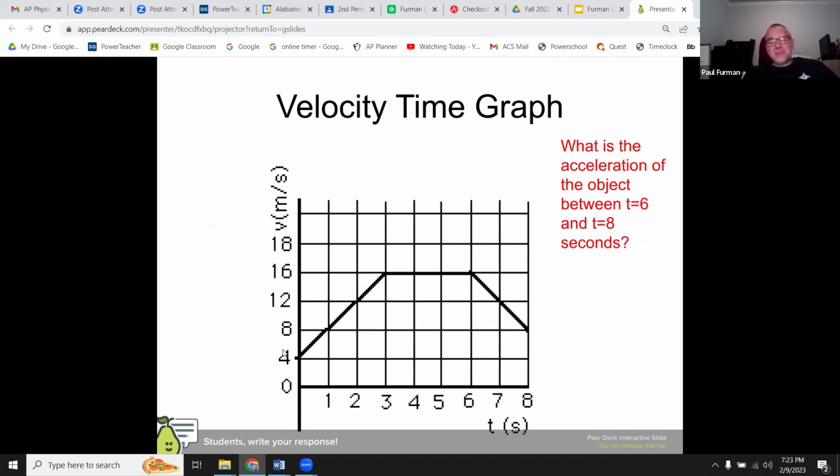So it's very easy to take a look at a graph like this and go, oh, from 3 to 6 seconds, it's not moving. Well, it is moving. It's moving 16 meters per second. So understand what type of graph it is that you're looking at before you start applying the slope and area rules. So the question here is, what is the acceleration of the object between 6 and 8 seconds? Well, all you got to do is find the slope of that line between 6 and 8 seconds. The rise is -8, the run is 2. And so the acceleration is going to be -4 meters per second squared.